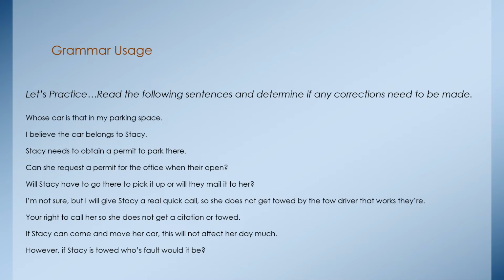Whose car is that in my parking space? Whose? WHOSE or WHO apostrophe S? It should be, as it is, whose, WHOSE. And the way that you know that is that WHO apostrophe S says who is. Who is car is that in my space, of course, would be incorrect. So the way that you see that there, WHOSE is correct.